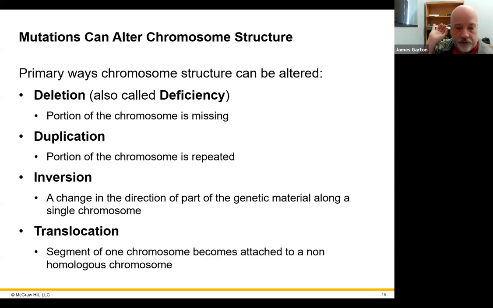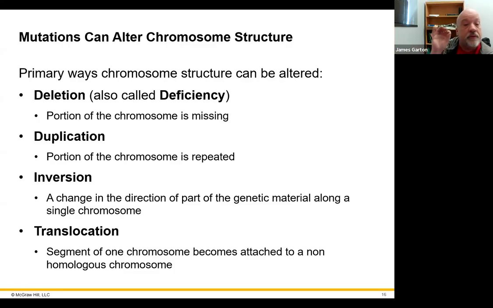A chromosome might have an inversion. Chromosomes can break, but they can be repaired. And in the case of an inversion, they get repaired, but they're backwards. And you can have what's called translocation. A segment of one chromosome breaks off, but is attached to a non-homologous chromosome.